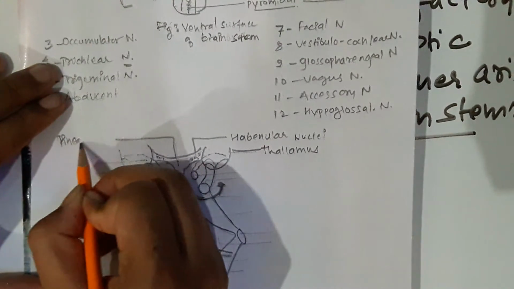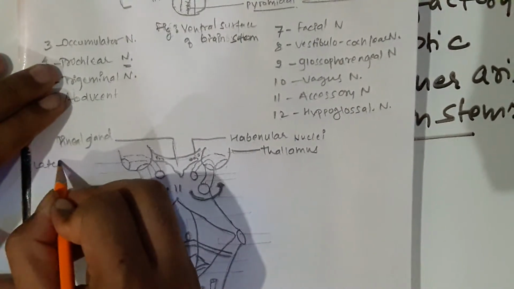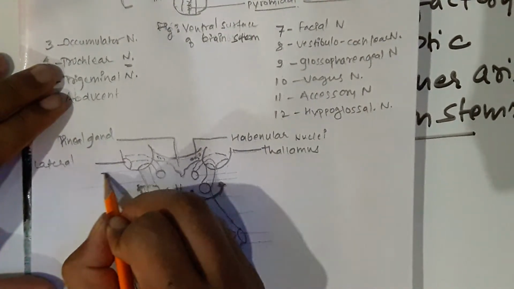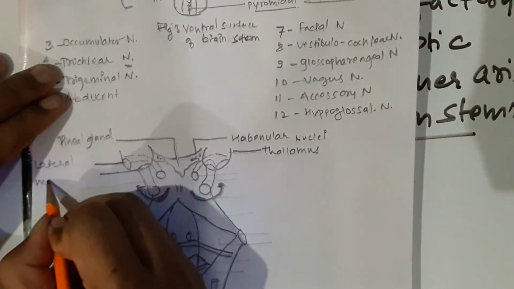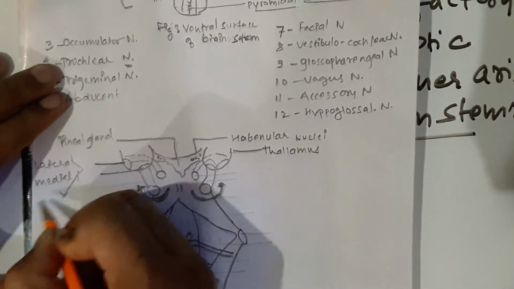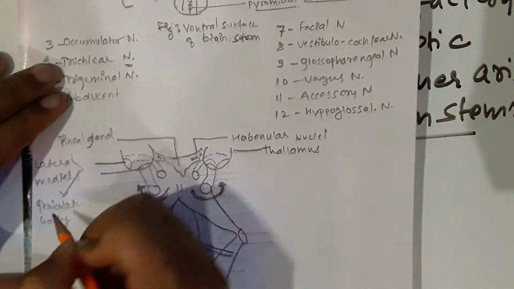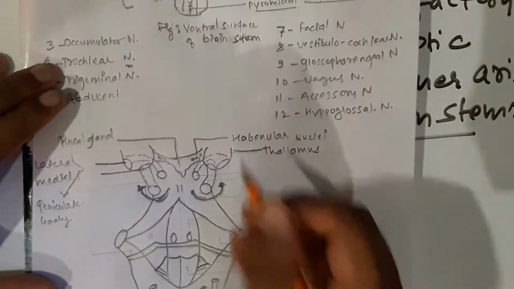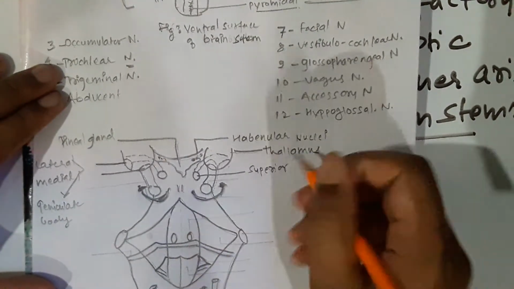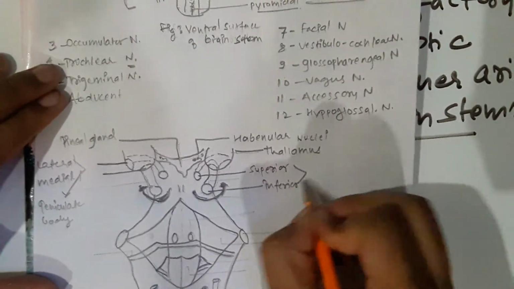This is the lateral geniculate body. This is the medial geniculate body. Lateral and medial geniculate body, I am writing over here. This is the superior colliculus, and this is the inferior colliculus.